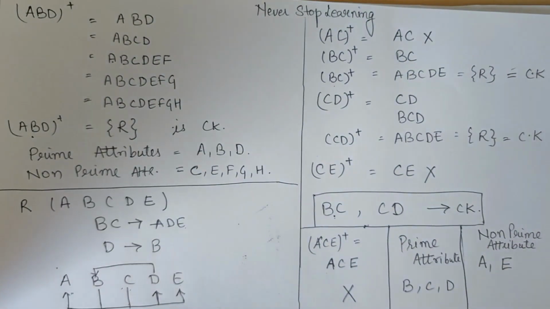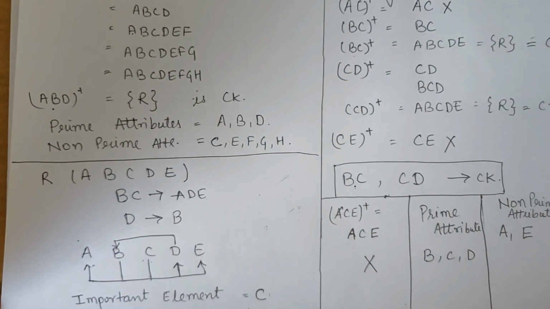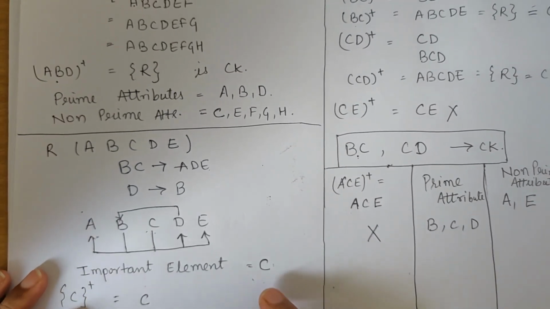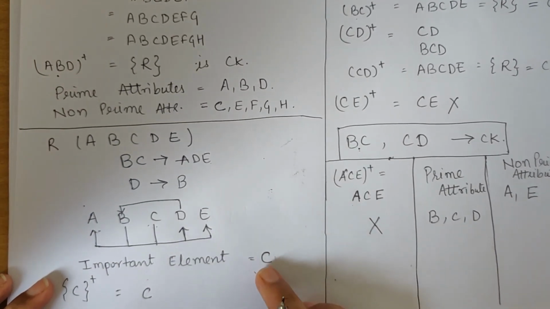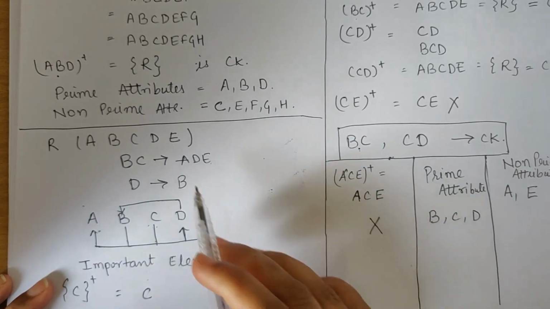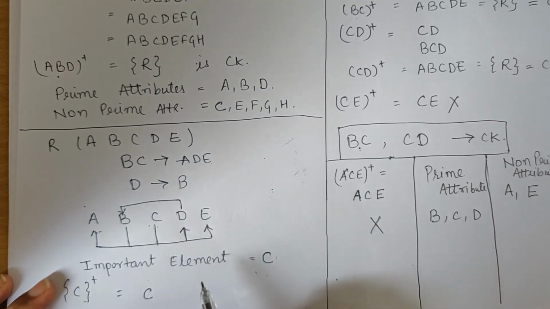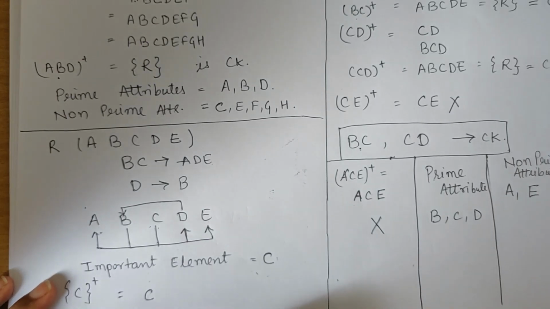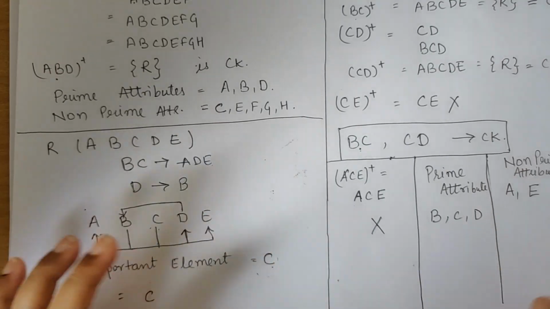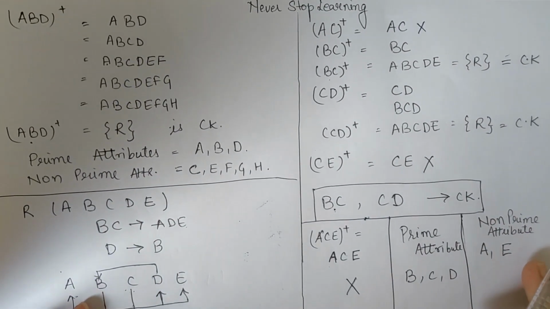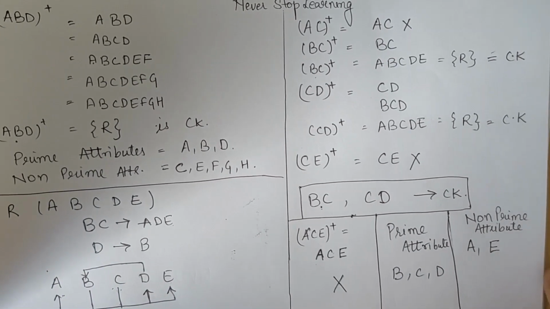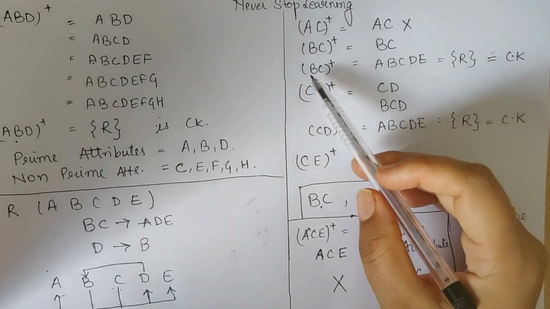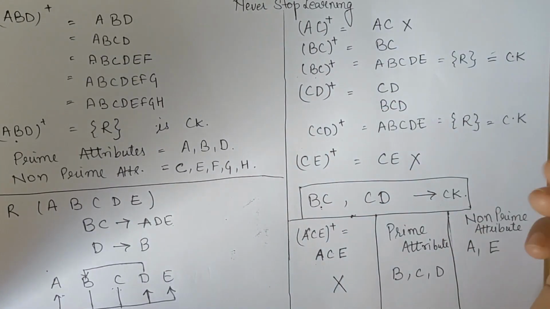So I hope this question is also clear. This was a little different from the others, because we found an important element, but that important element does not have the power to determine the entire relation by itself. So it took the help of other elements. So what we did was find the closure with respect to this element. We combined C with all other elements: A, C, B, C, then C, D and C, E. Out of all these combinations, only BC and CD came out as candidate keys.